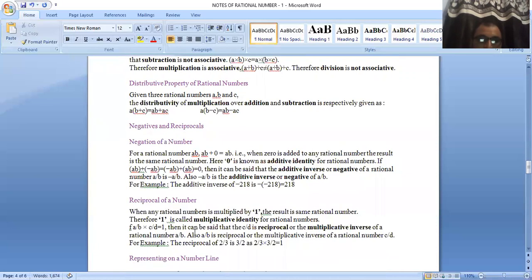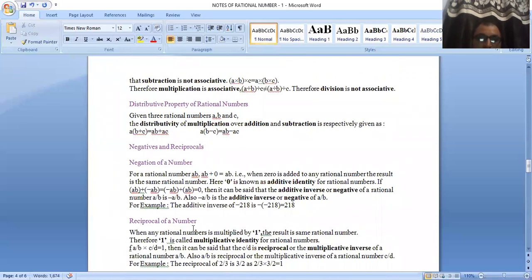Okay. Now the reciprocal of a number. When any rational number is multiplied by 1, the result is the same. Therefore, one is called the multiplicative identity for rational numbers. When we multiply any rational number by 1, we get the same rational number, so it is called the multiplicative identity.